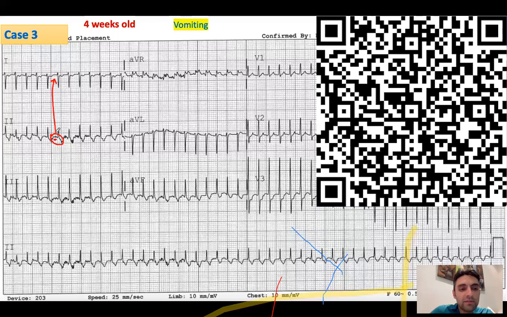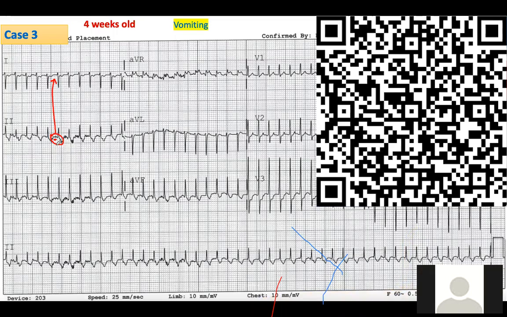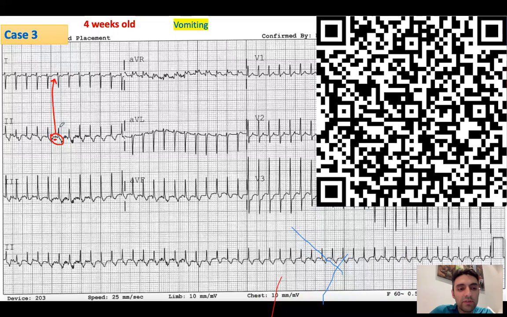Okay. This is very likely artifact. Because again, if this is a P wave, there should be a P wave here. You don't see it, and this is a clean lead, there's no P wave. Here there is artifact.